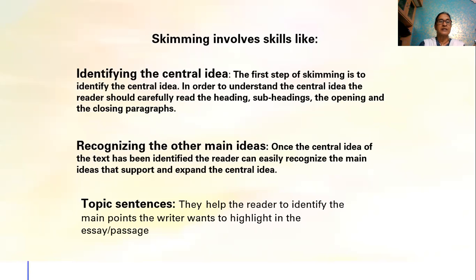So once the central idea has been identified, you can easily recognize the main ideas and support and expand the central idea. Once you have the main idea from skimming, maybe you can develop and easily identify other main ideas and support the central idea. You can easily write the central idea. Topic sentence, I already discussed.